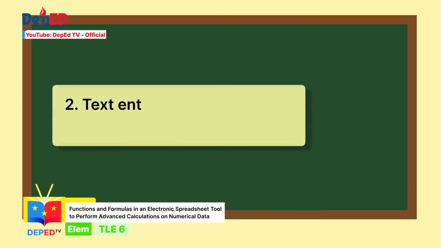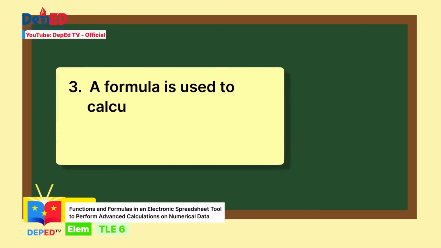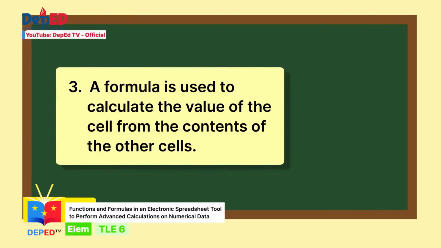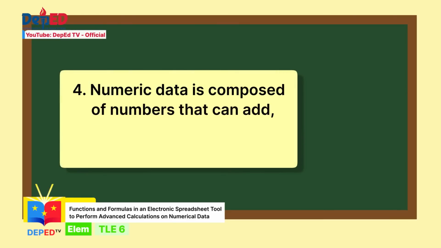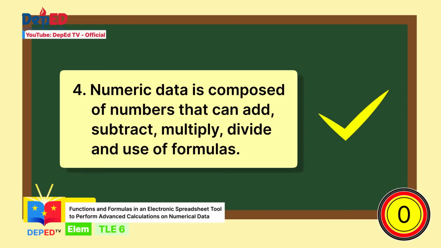Number 2. Text entry are used for titles, headings, and other notes. Check is the correct answer. Number 3. Formula used to calculate the value of the cell from the contents of the other cells. Check is the correct answer. Number 4. Numeric data composed of numbers that can add, subtract, multiply, divide, and use of formulas. Check is the correct answer.